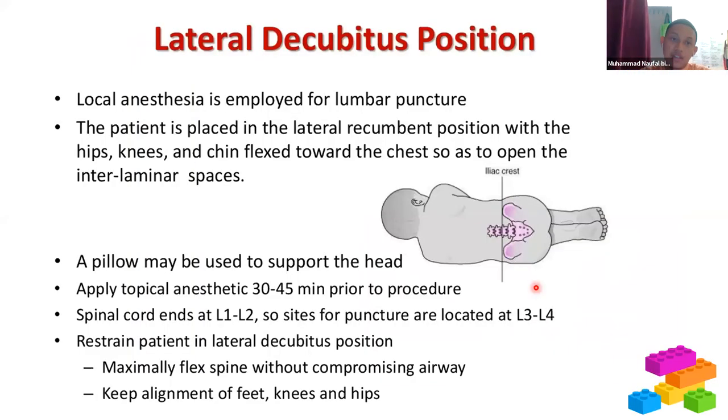For procedure, there are two positions that can be done in lumbar puncture. The first one is lateral decubitus position, which is the most common one for doing the lumbar puncture. First, local anesthesia is employed, and then the patient is placed in the lateral recumbent position with the hips, knees, and chin flexed toward the chest so as to open the interlaminar space. The patient also can hug a pillow to support the head, because when the head is too flexed, it can cause respiratory distress.